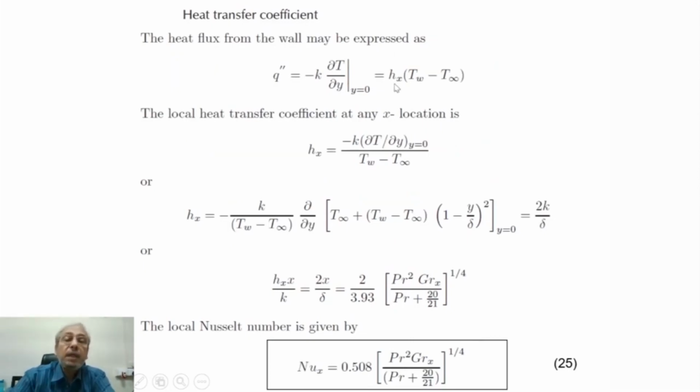Now in order to calculate heat transfer from the vertical flat plate, we define heat flux q double prime equal to minus k dT/dy at y equal to 0. This is at any x. So we can say h_x into (T_w minus T infinity).